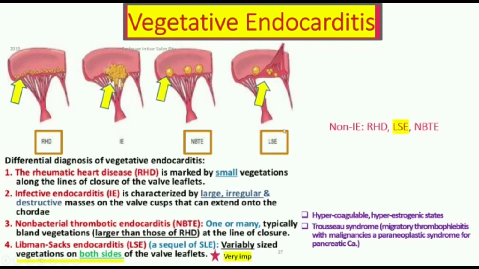Finally, ending with the Libman-Sacks endocarditis. It has variable sized vegetations, and most importantly, the vegetations are found on both sides of the valve, and this is characteristic for Libman-Sacks endocarditis.